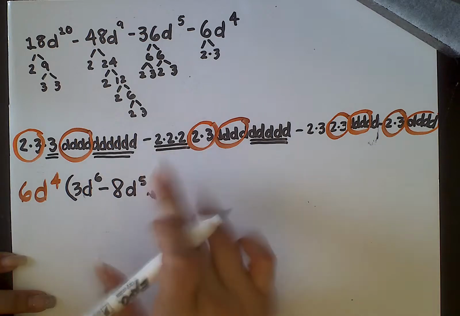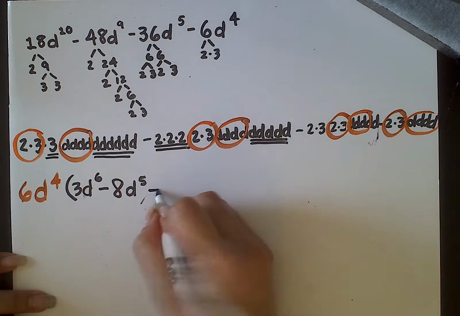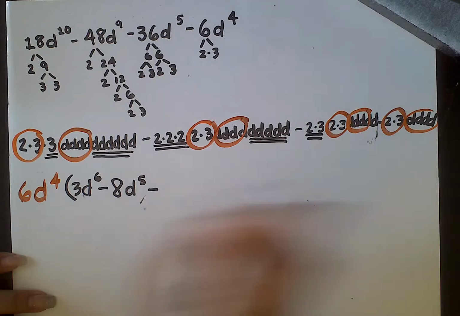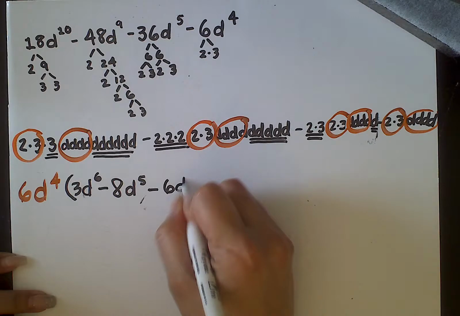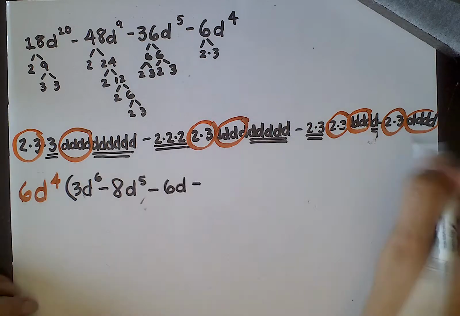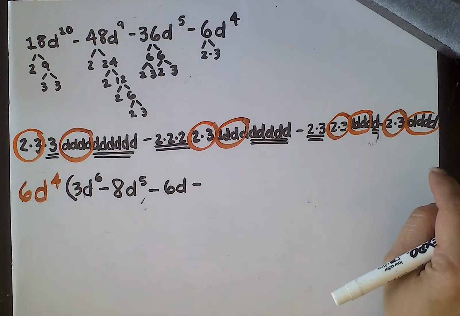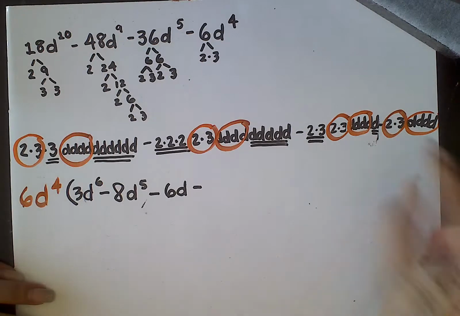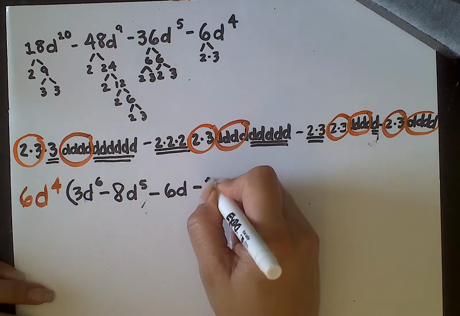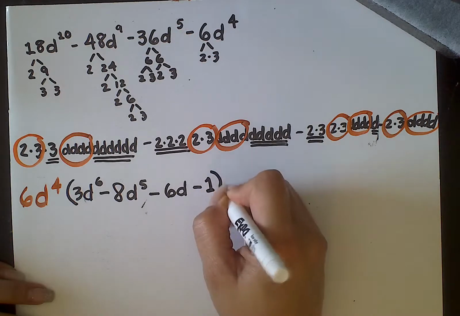Oh, no, we're not done. Minus 6d minus, now here's the tricky part. I've circled everything here. So I'm going to put a 1 there.